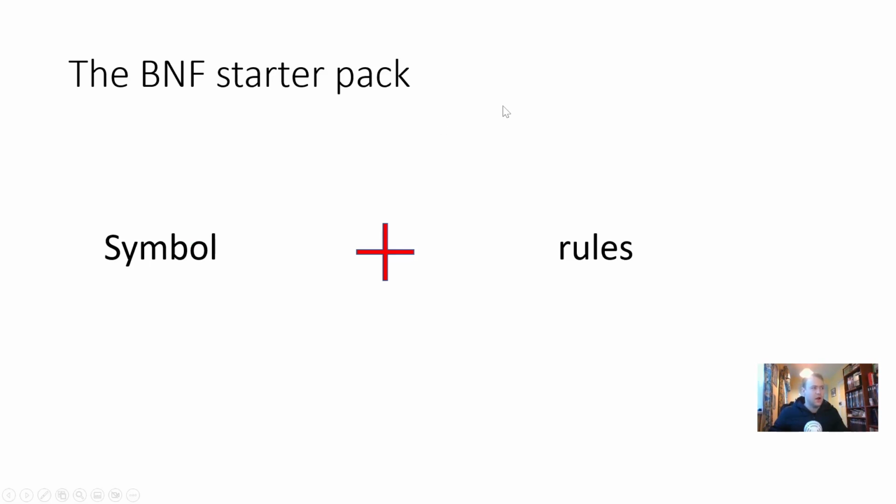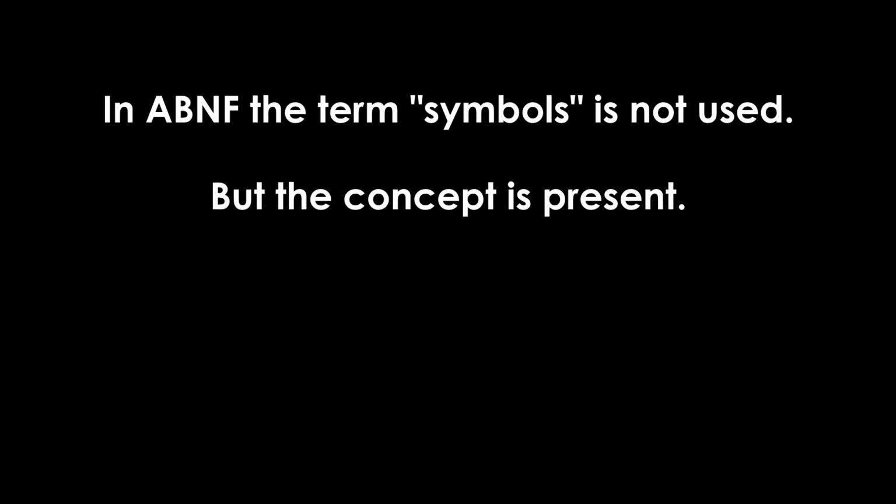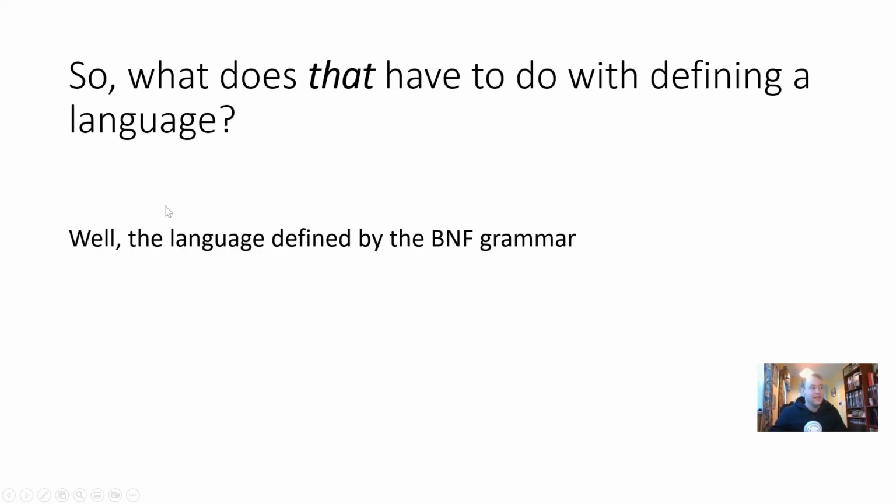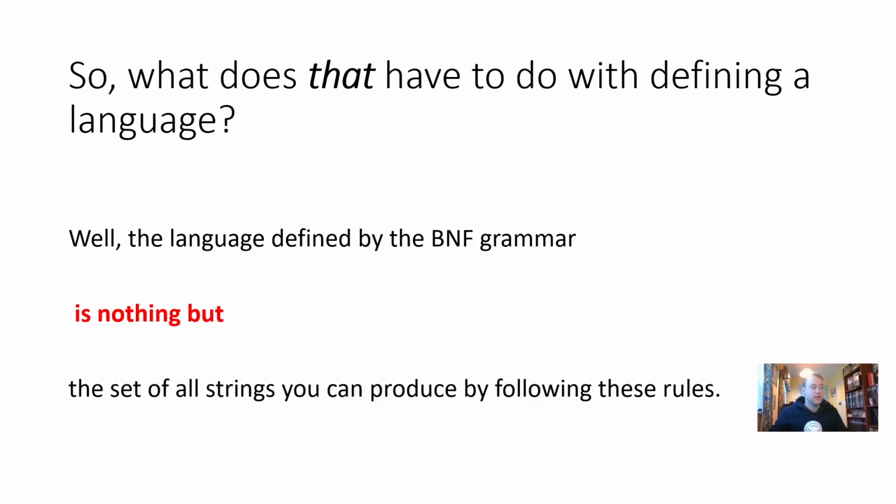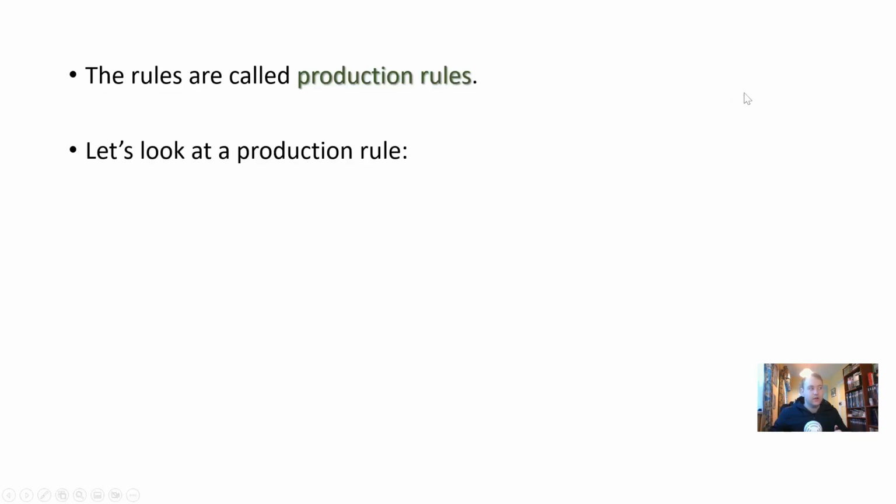The BNF starter pack: symbol, rules, where a symbol means it's the opposite of a terminal. So a symbol has got to be broken down. It's begging to be broken down into something smaller. What does this have to do with defining a language? Well, the language defined by the BNF grammar, which is going to be a set of rules, is nothing but the set of strings you can produce by following the rules. So that's why we describe a language using rules. So it's reductive. The rules are called production rules because they produce the strings of the language.